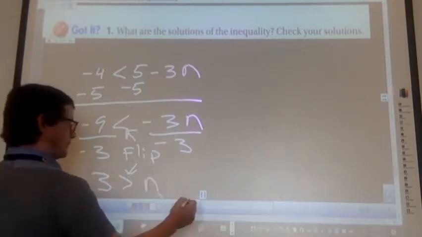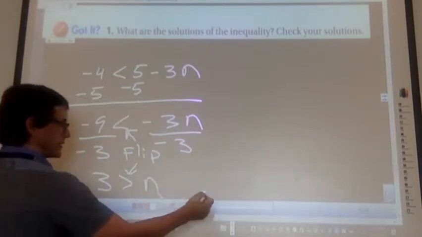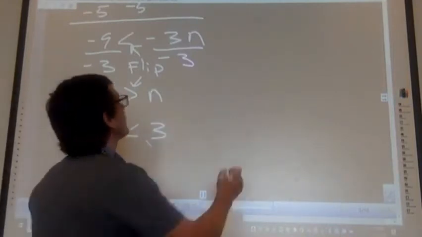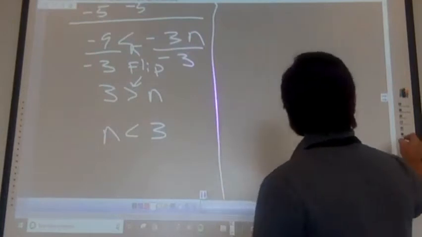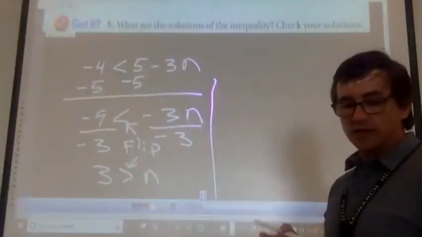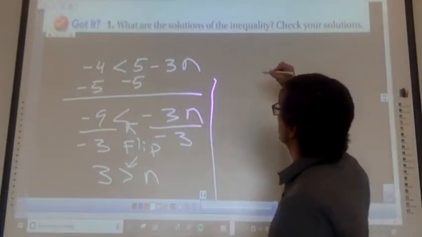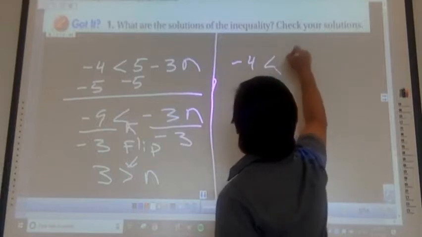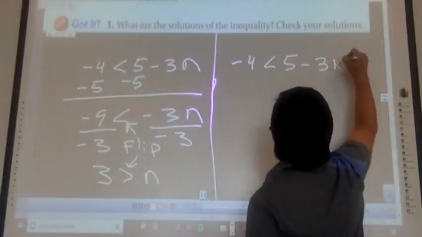And we have n over here. So n is less than 3. I like writing it with the variable on the left. And then we'll do what Shay was talking about, because students will do that and then sometimes they get confused as a result. So let's just see what happens.